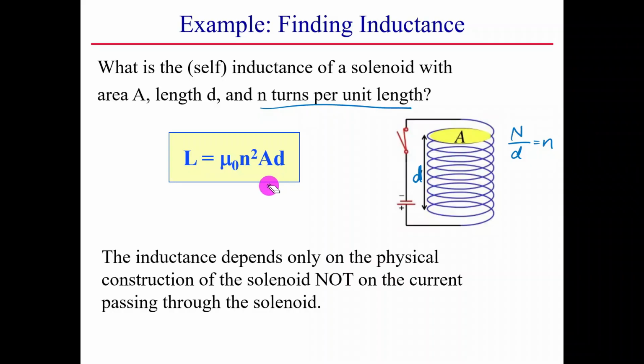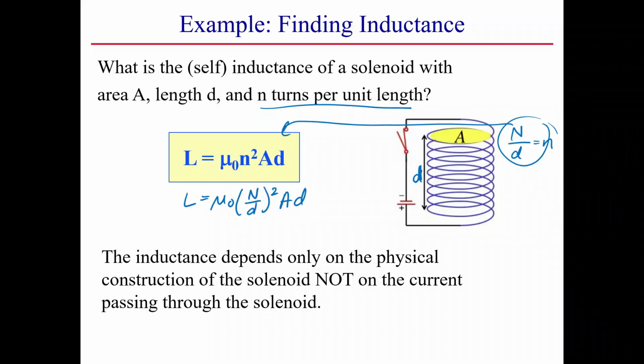So we can see that if we were to actually sub this in over here, we can change this up a little bit. We get L is equal to mu naught N over D squared A times D. What we would see is the D on the bottom, actually it doesn't quite cancel there. Let's distribute that. Mu naught N squared over D squared A times D. What actually ends up happening is the D's cancel and we get mu naught N squared A over D. So the number of loops is a huge factor here with solenoids.